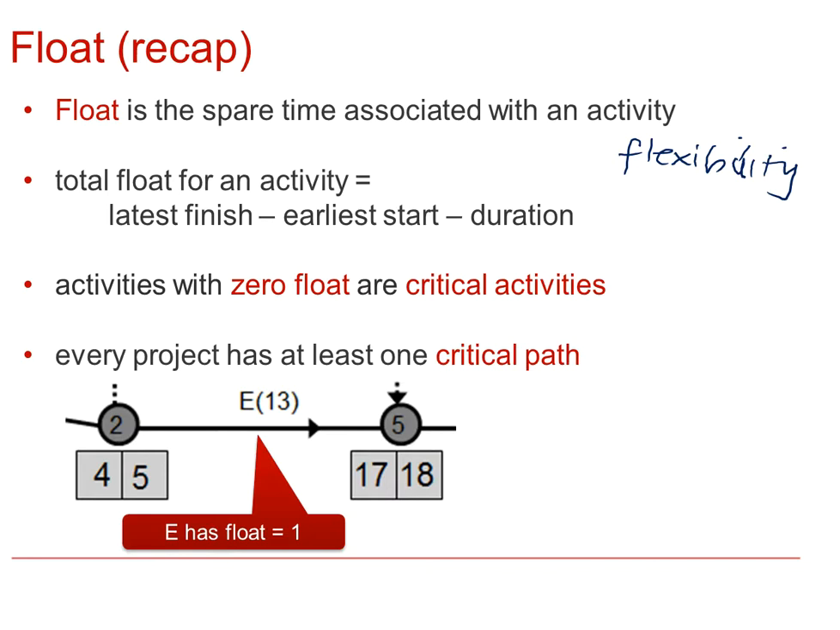So the total float for an activity is the latest finish, given here, minus the earliest start, minus the duration of the activity, which you remember will be given in brackets as the weight on the arc. Activities with zero float are critical activities, and vice versa, and every project has at least one critical path.